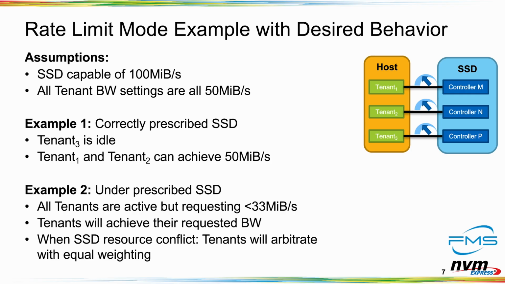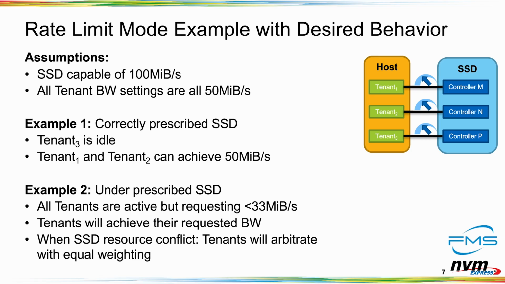An underprescribed SSD is where all the tenants are active, but all 3 of them are consuming only a small queue depth, a very small amount of bandwidth from the drive. So they're allocated and allowed up to 50 megabytes per second, but they aren't actually requesting that with their active queue depth. So when there's an SSD resource conflict, the tenants will arbitrate those resources with equal weighting, and basically they'll end up taking turns.